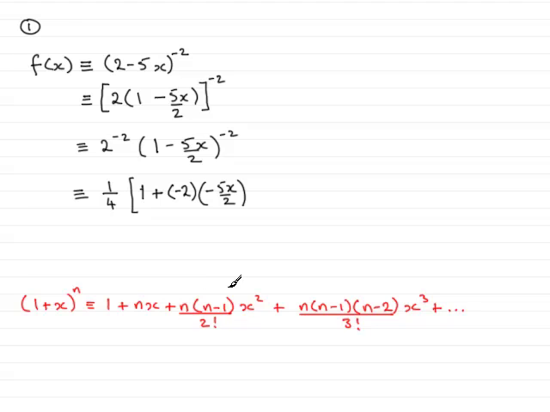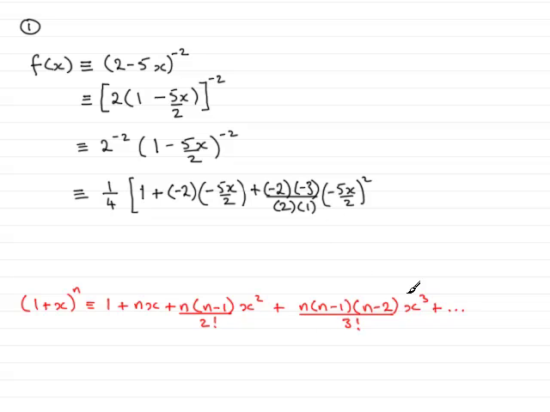We now need the x squared term, so it's going to be plus n times (n minus 1). n is the power, and the power is minus 2, so that's minus 2. And then you need to subtract 1 away from that power, so that's minus 3. Then it's the x term squared, and the x term is minus 5x over 2, so that's (minus 5x over 2) all squared, and this is over 2 factorial. Alright, 2 factorial being 2 times 1, so I'm just going to write that as 2 times 1 in there.